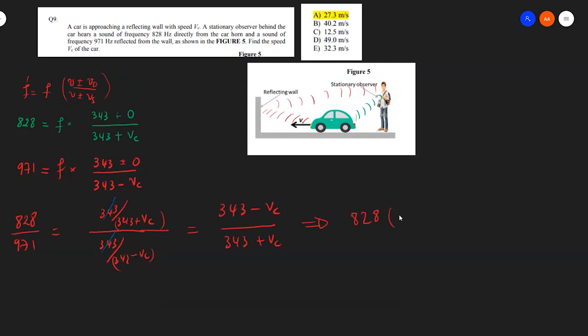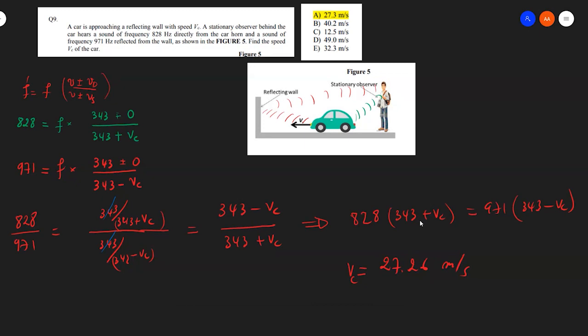I'm afraid that some of you will not follow me. So 828 times 343 plus VC is equal to 971 multiplied by 343 minus VC. I can put all the terms which have VC on one side, all the terms without VC on the other side, and at the end I get V of the car equal to 27.26 meters per second. I think all of you know how to solve this. Just develop and then put all the terms with VC on one side, all the constants on the other side, and you get this.